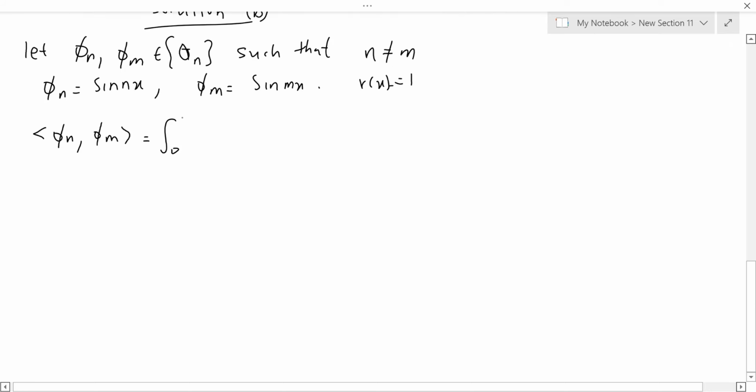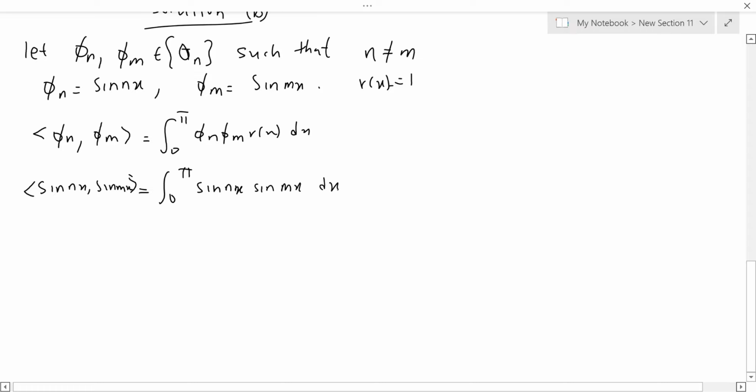So from 0 to pi, we have phi n times phi m times the weight function r(x), dx. If you put in what phi n and phi m are, this one is sine nx, while this is sine mx. So this will now equal sine nx times sine mx. The weight function is 1, so anything times 1 gives the same thing. So we need to evaluate this integral.